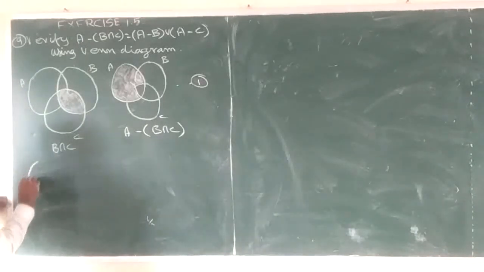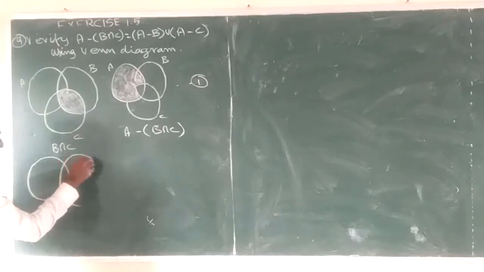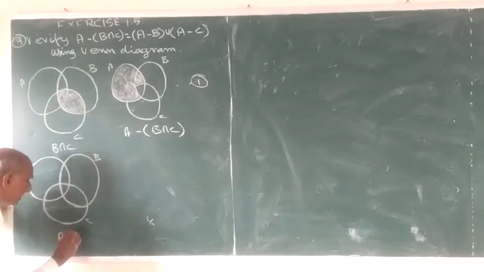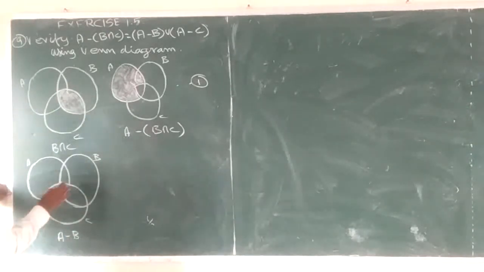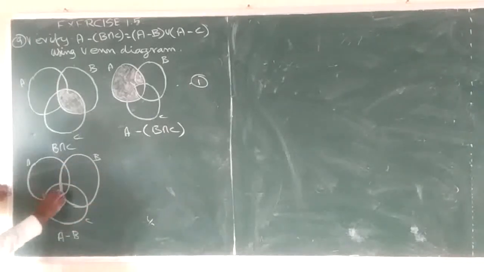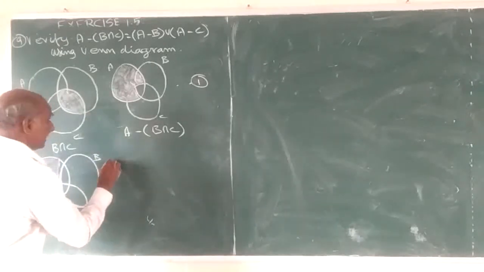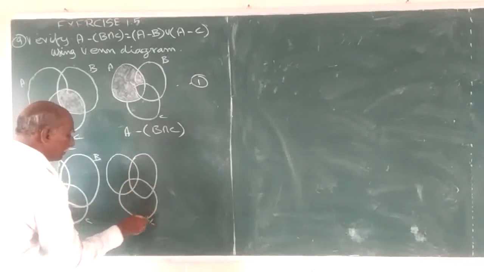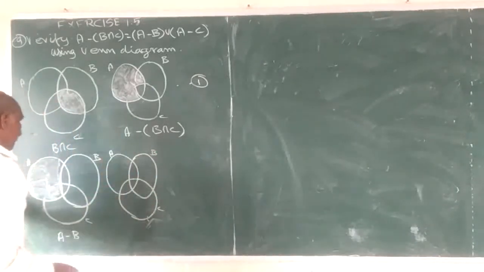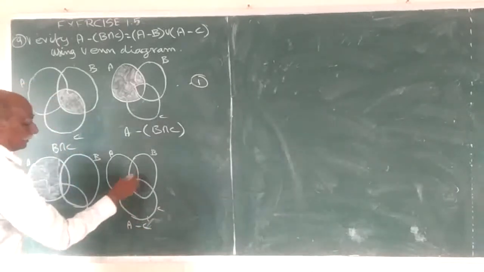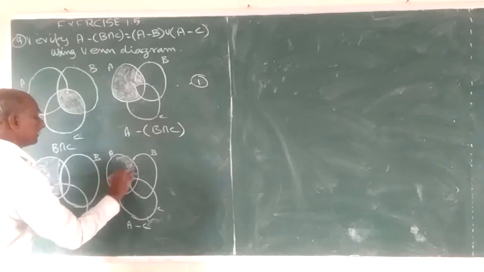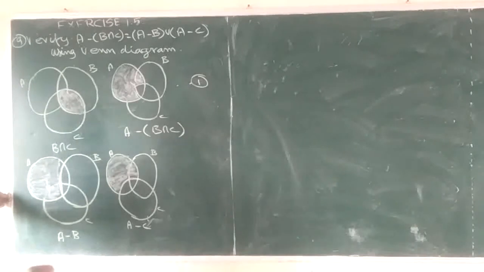Next, A difference B. Again draw 3 sets. Name A, B, C. This is A difference B. This is the portion of B. Omit this side and shade the rest of A. This is A difference B. Next, A difference C. This is A, B, C. A difference C. This is C. Omit C in A, then you get the remaining part. This is A difference C.